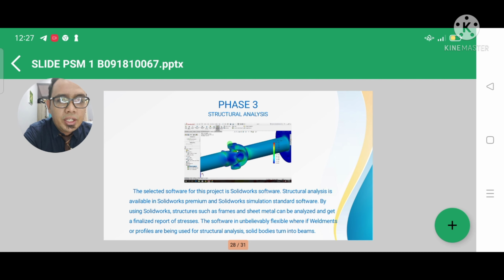The software is incredibly flexible, where if weldment profiles are being used for the structural analysis, solid bodies are turned into beams.